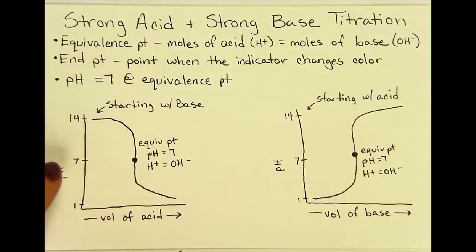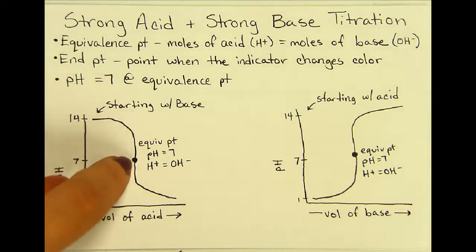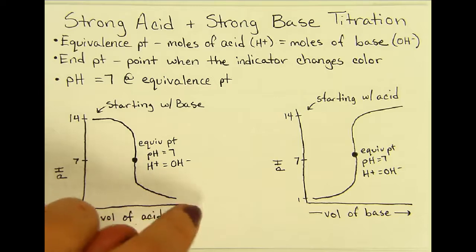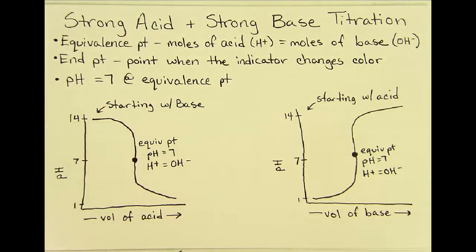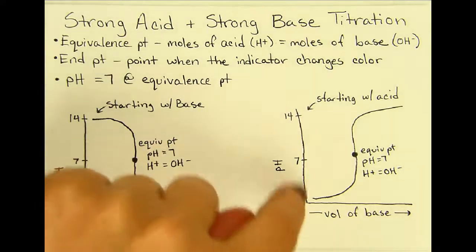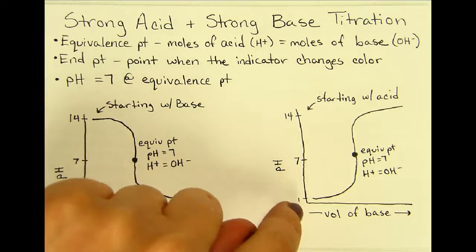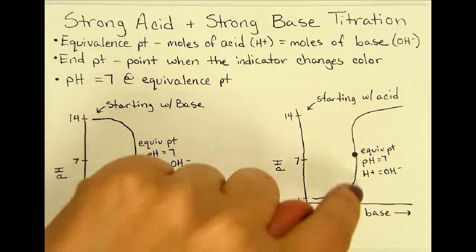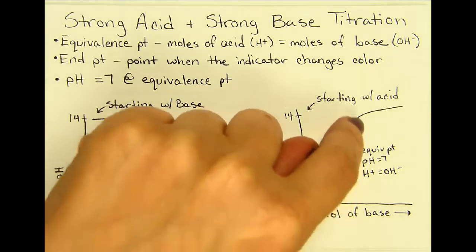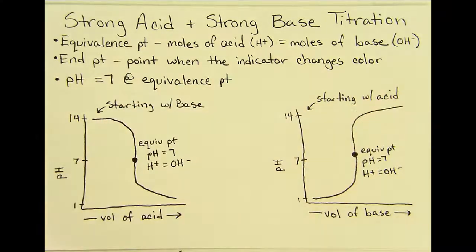This is what the graph looks like if you start out with base and you're adding acid. So it starts at a basic pH. The equivalence point here is pH of 7, and then it tapers off in an acidic pH. Over here, if you start with an acid and you add base, then it's going to start out acidic, equivalence point at a pH of 7, and then it's going to taper off up here around a basic pH.